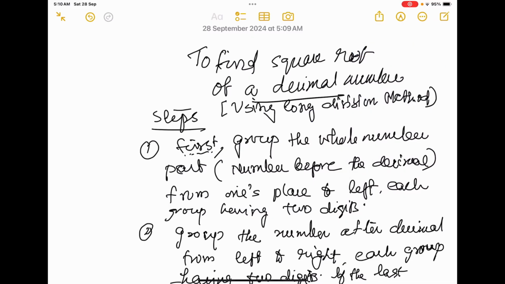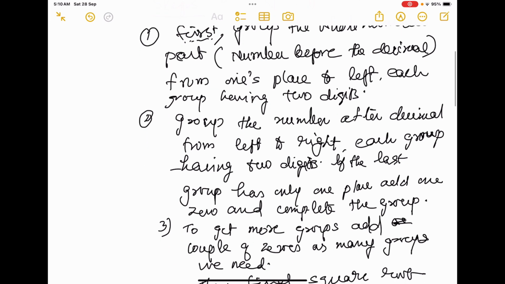To find the square root of a decimal number using the long division method. Steps. First, group the whole number part, the number before the decimal, from the one's place to the left, each group having 2 digits. Then group the number after the decimal from left to right, each group having 2 digits.